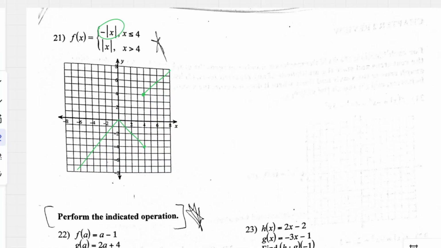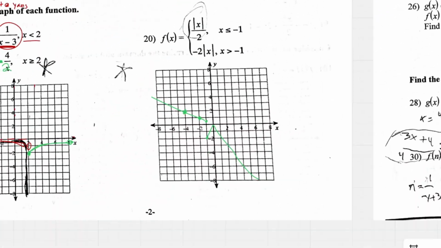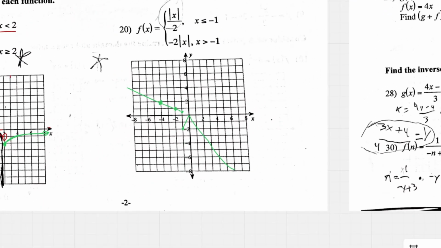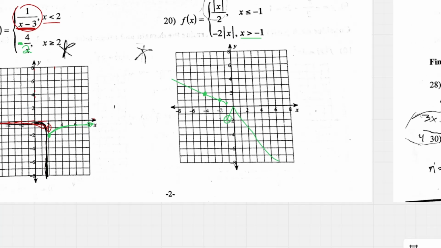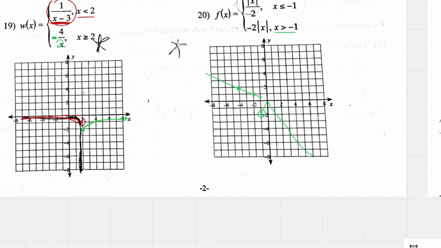And then I guess I wasn't careful with the other ones. This one should be an open dot. Let me go back to the other one, make sure I was careful with that. Nope. So this right side should have been an open dot. That one I've got the open dot.